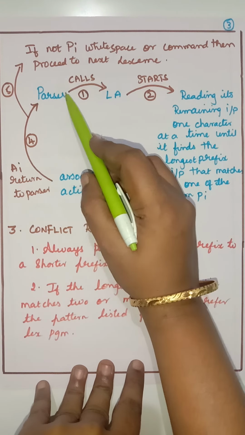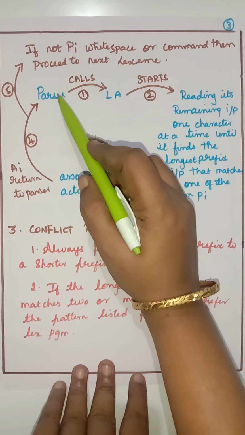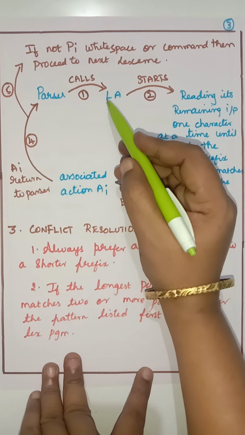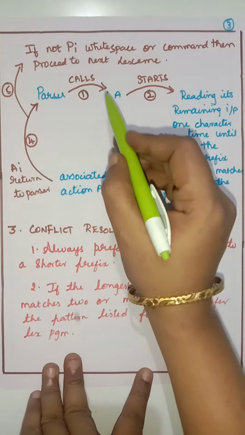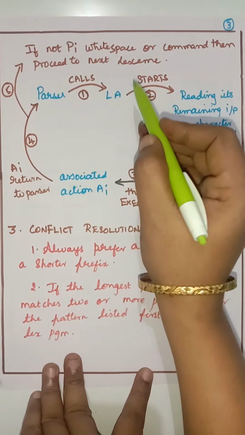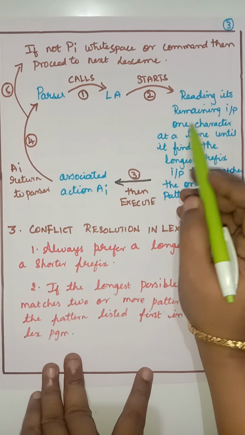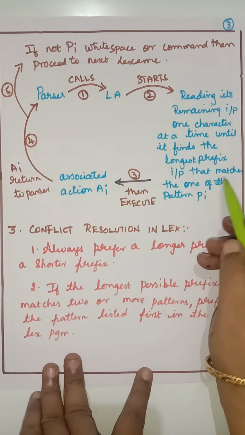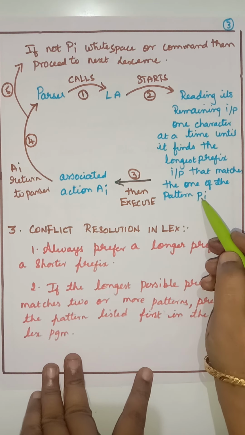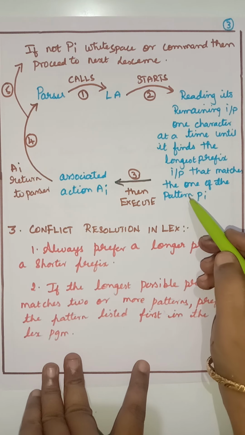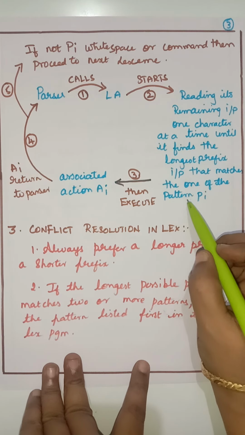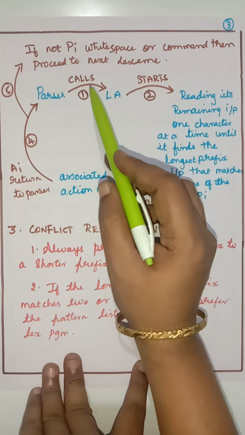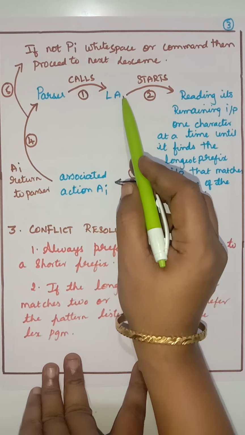The parser calls the lexical analyzer. Whenever the parser is going to produce a parse tree, it calls the lexical analyzer for tokens. Once the lexical analyzer receives the call from the parser, only then does it start reading its remaining input one character at a time until it finds the longest prefix of input that matches one of the patterns Pi. Whatever pattern rules you have specified, if the characters match a pattern, it identifies that token and gives it to the parser.